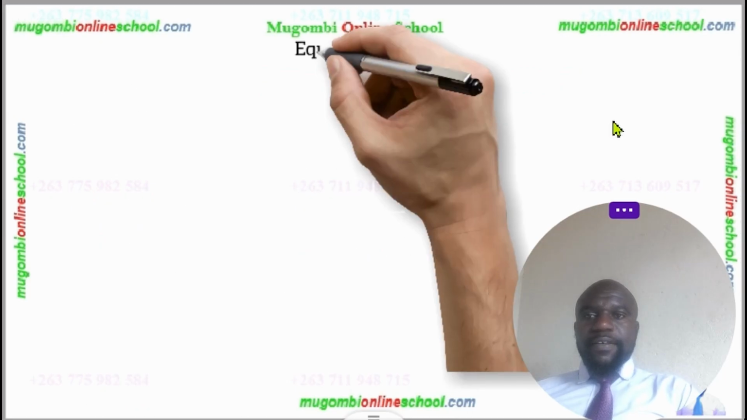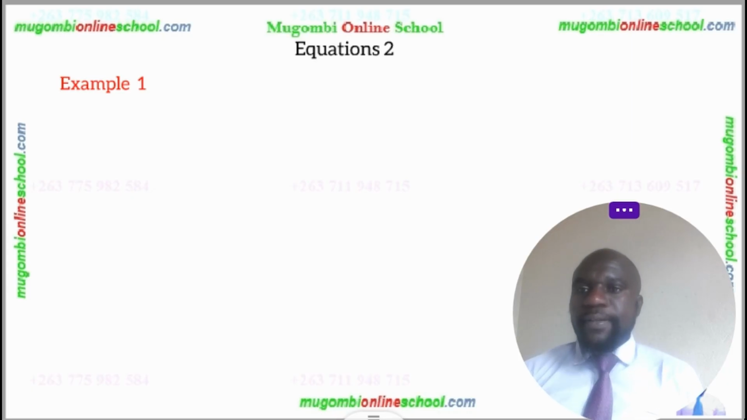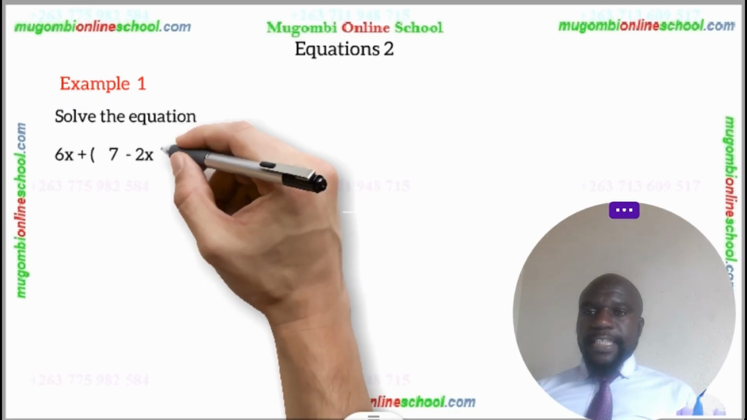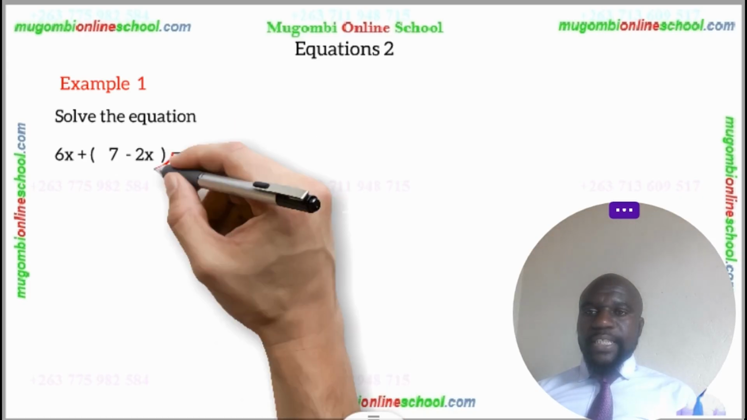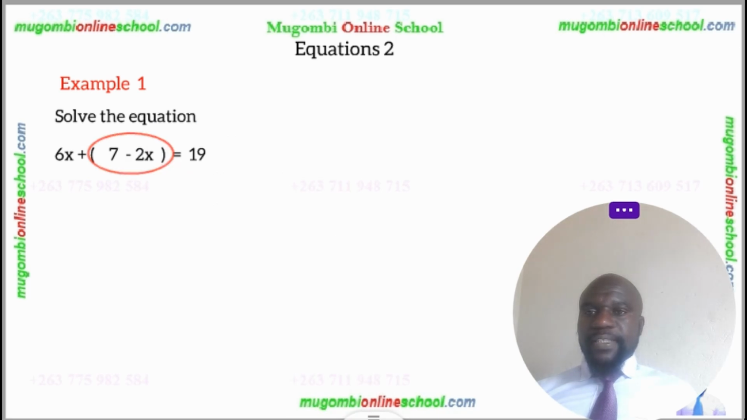Let us look at this example. Example number 1, it reads: solve the equation 6x plus 7 minus 2x is equal to 19. First, we need to remove these brackets.